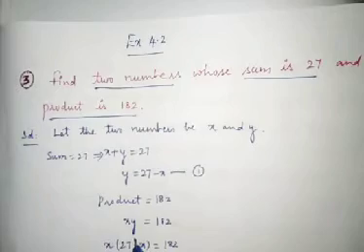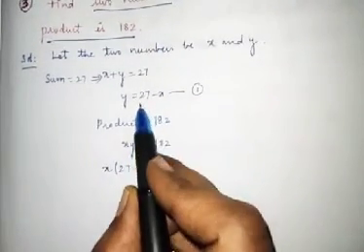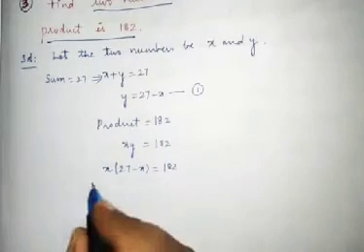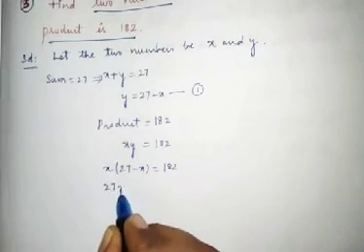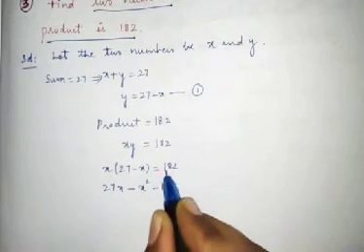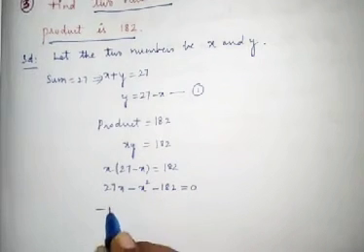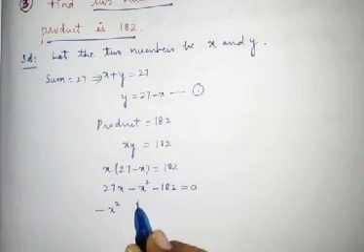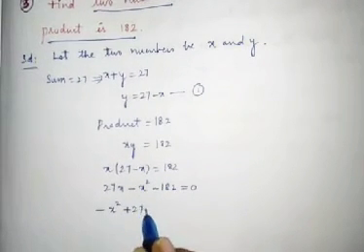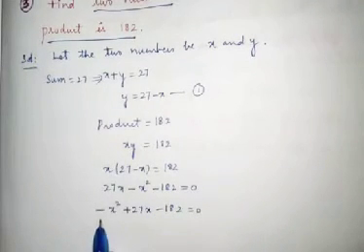So what I have done here, in the place of y we have substituted 27 minus x from equation 1. Multiply this, 27x, x into x, x square. Shift this 182, it is going to be minus, which is equal to 0. Rearrange this equation. We are going to get minus x square as our first term plus 27x minus 182 is equal to 0.